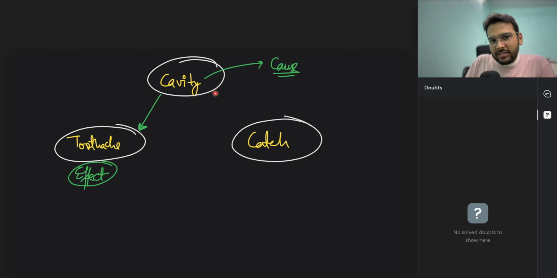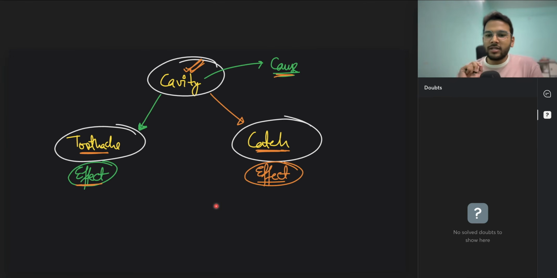Correct. Similarly, this catch also plays a role for cavity. But what about this toothache and catch? We have already seen that they are conditionally independent. If cavity is given to you, now carefully understand this. If cavity is given to you, can I say that toothache and catch are conditionally independent? That we have already seen. Yes or no? That is the reason why there is no arrow between them. Is this clear? So this is a cause and these are the effects.